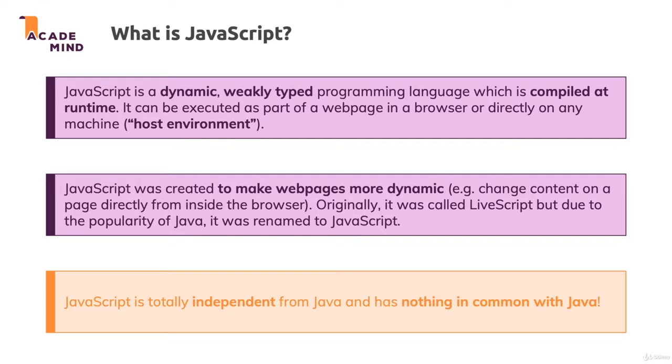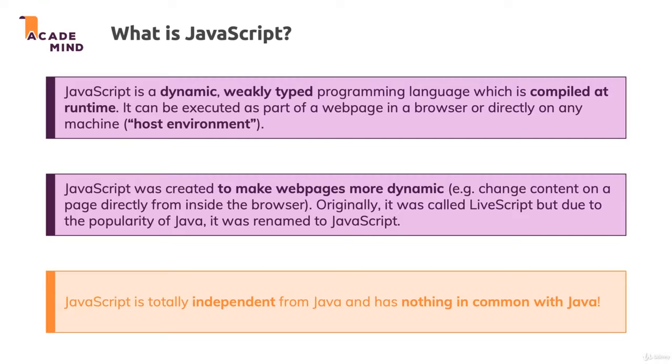JavaScript, however, is totally independent from Java. That's important to understand and has nothing in common. It really was just named JavaScript because, well, Java was popular and the people who invented JavaScript wanted JavaScript to be a thing, I guess. But I'm not sure.